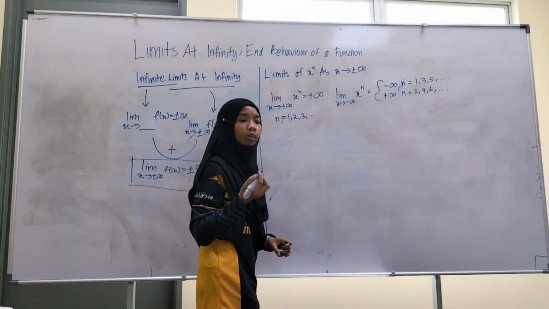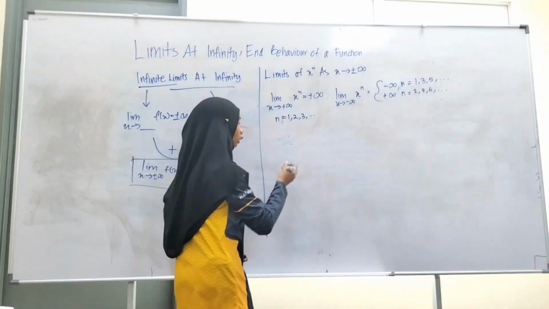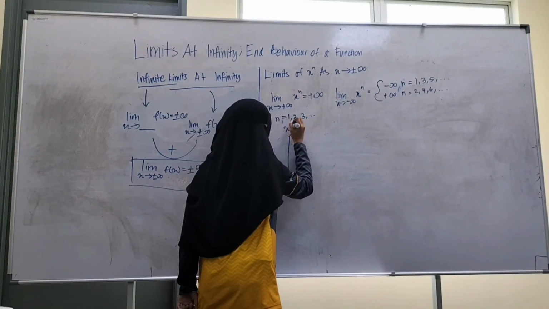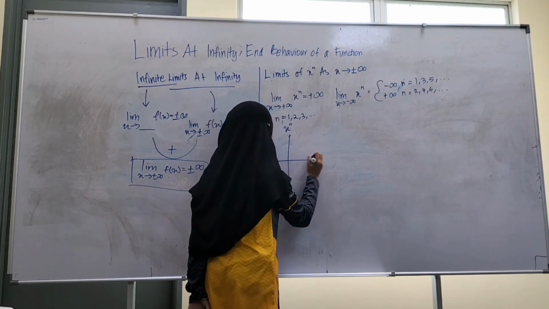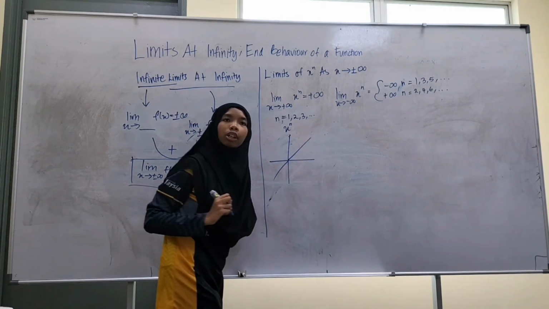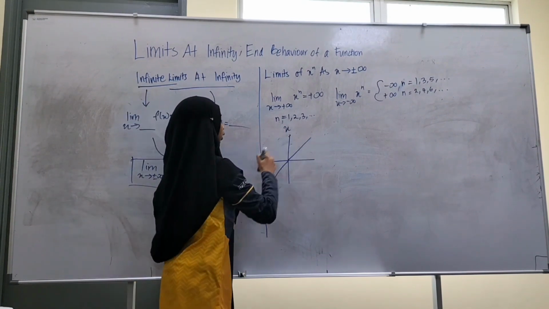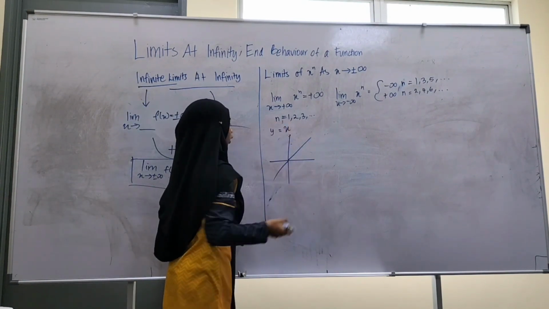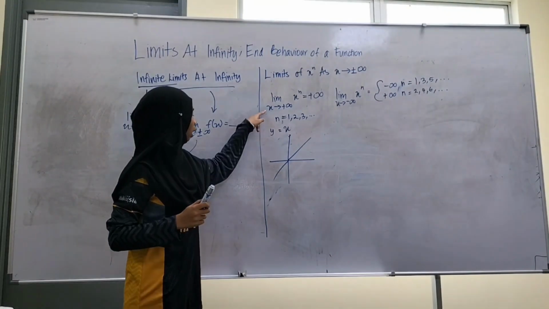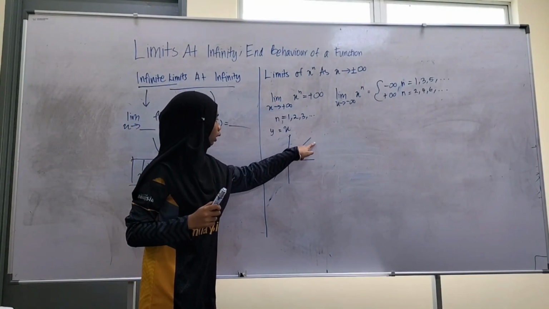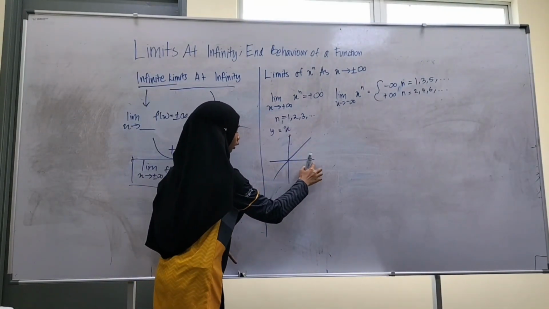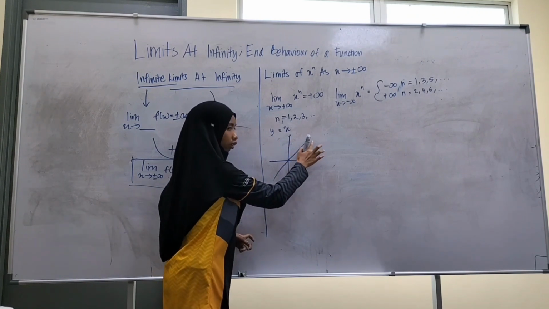So to make it clear, I think we should see the graphs. Let's take for example x to the power of n. The graph would be a simple straight line. See, x to the power of 1, this is a y equals x graph. As x approaches positive infinity, y is positive infinity. As the x increases, y increases.